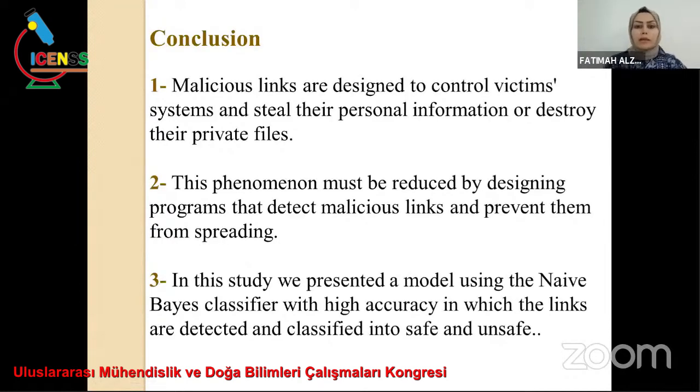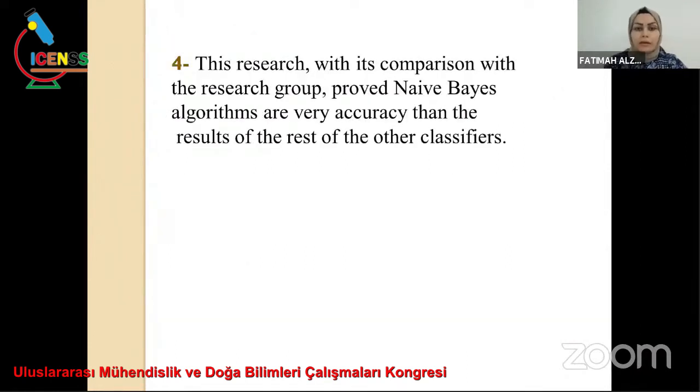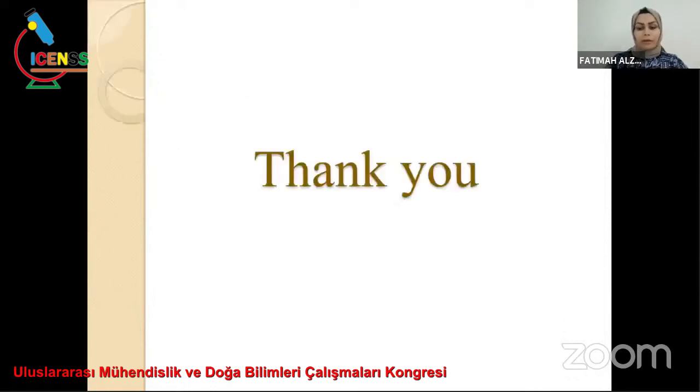Conclusion: malicious links are designed to control victim systems and steal their personal information or destroy their private files. The phenomenon must be reduced by designing a program that detects malicious links and prevents them from spreading. In this study, we present a model using the Naive Bayes classifier with high accuracy, in which the links are detected and classified into safe and unsafe. This research, with its comparison with the research group, proved Naive Bayes algorithms are more accurate than the results of the other classifiers.